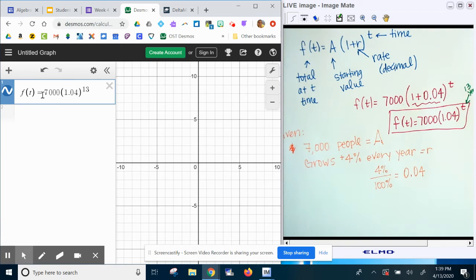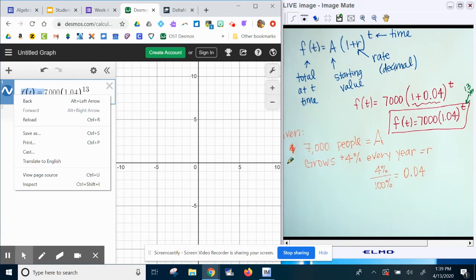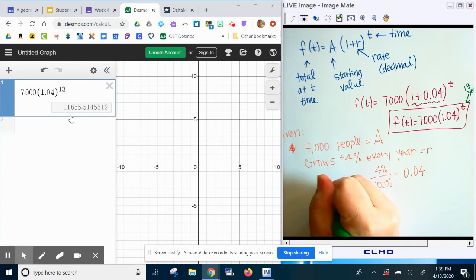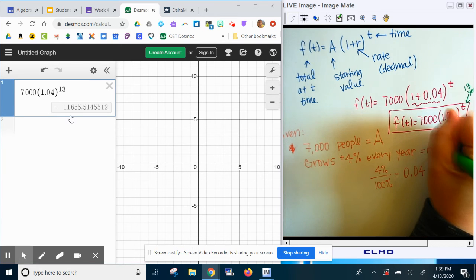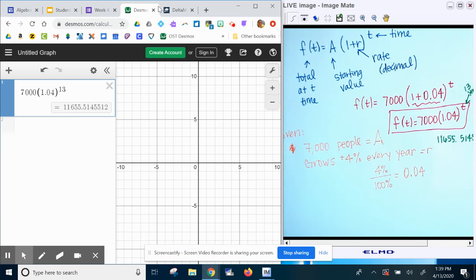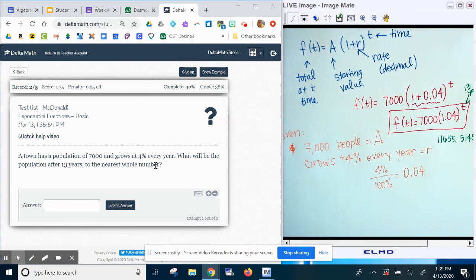Now you'll notice nothing comes up until you get rid of this. If you delete that out, you will get an answer that pops up. So I got 11655.5145. I'm going to cut it off there for right now. And I need to go back to my problem. It wants me to find it to the nearest whole number.